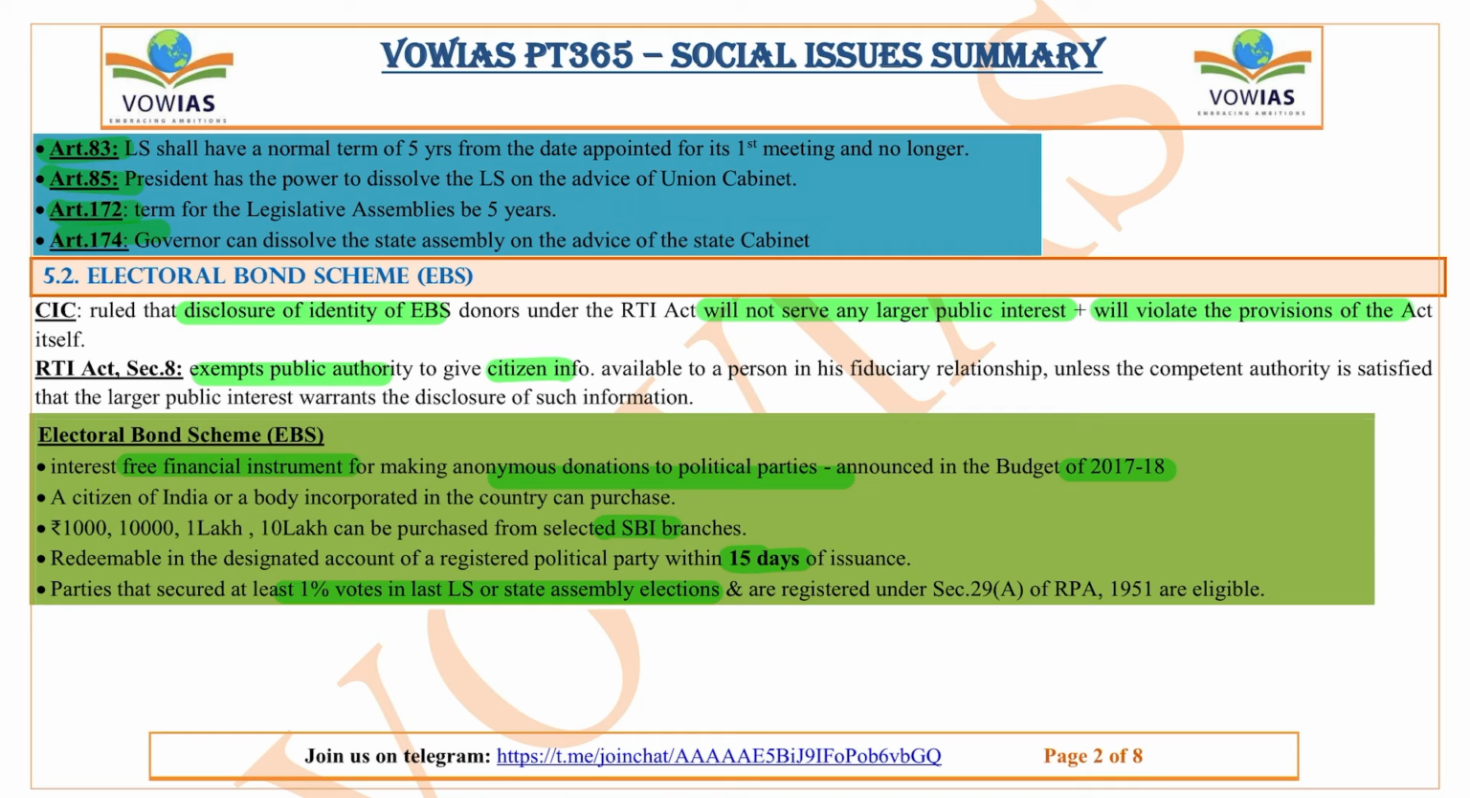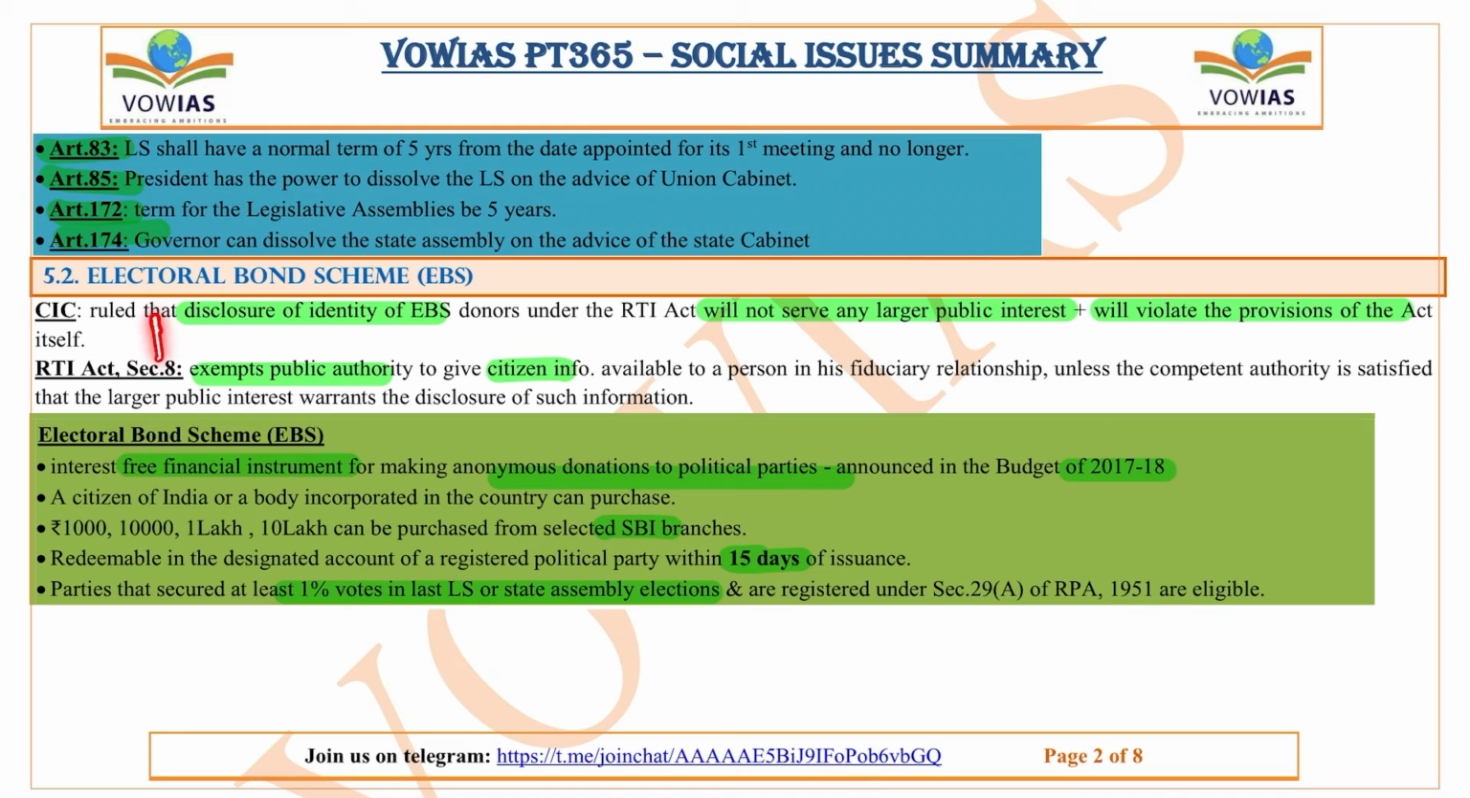Because of this, more money is being donated to the parties, even black money is donated to the parties, and this is creating huge trouble, because one of the main issues with regard to electoral funding is transparency, but this electoral bond scheme has not increased any transparency, so that is the main issue. So if you see the RTI Act, there is a Section 8 in this RTI Act.